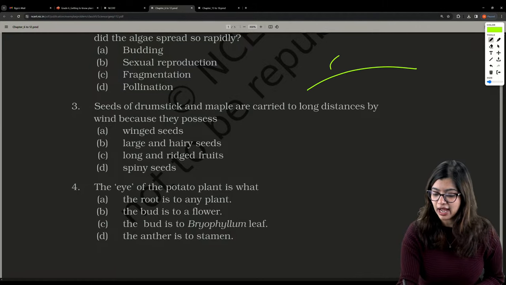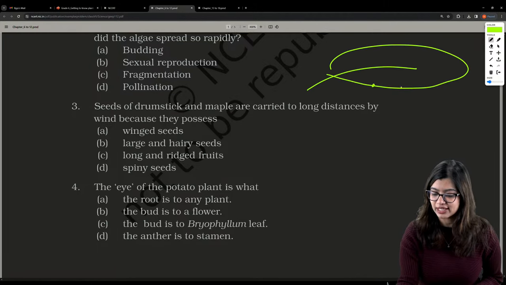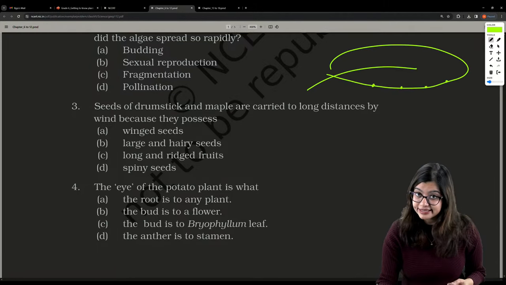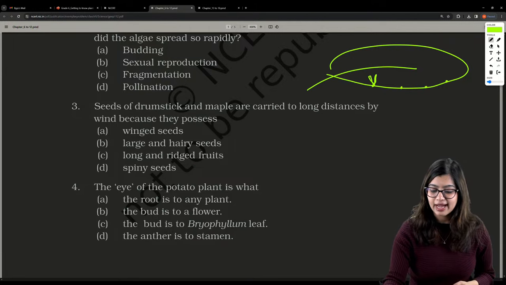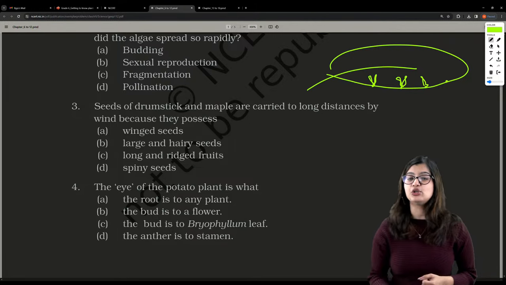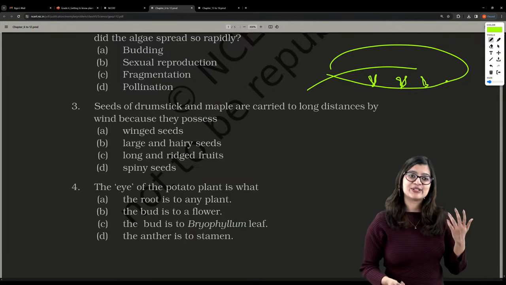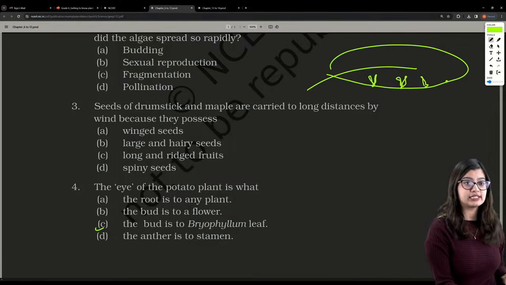Because if you look at the bryophyllum leaf, in the notches of the leaf, or in the corners in the leaf, the new buds will arise, which will eventually grow into new bryophyllum plants. So the correct answer here is option C.